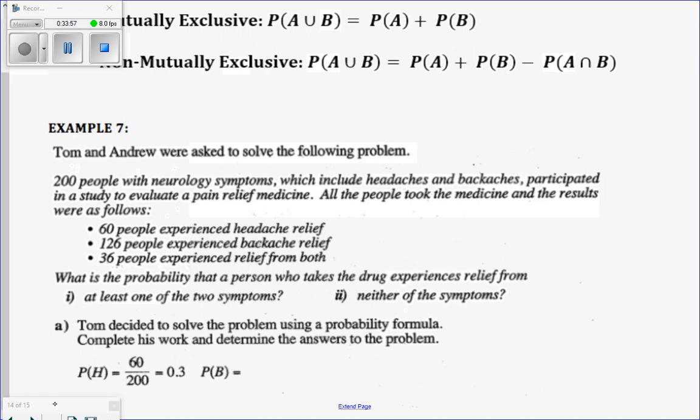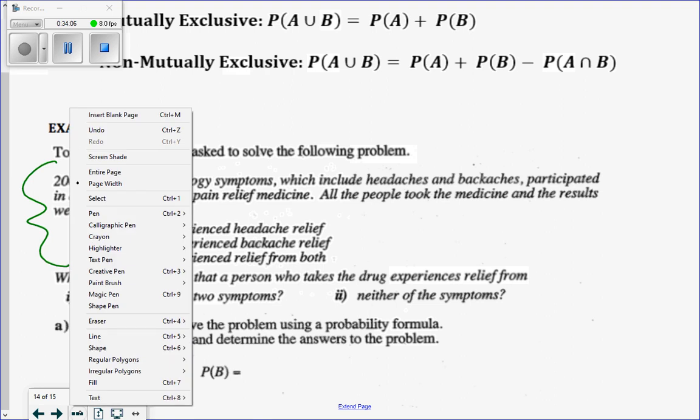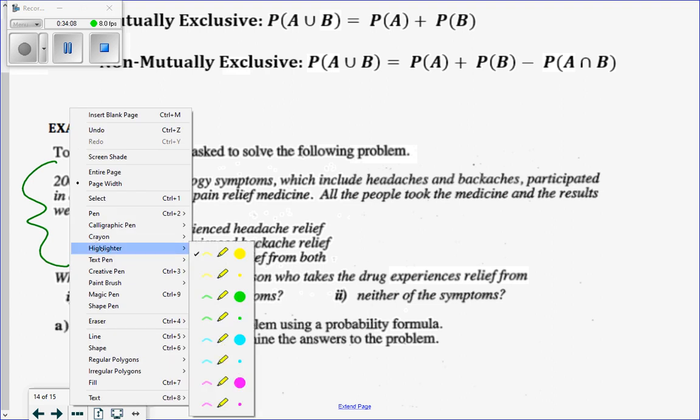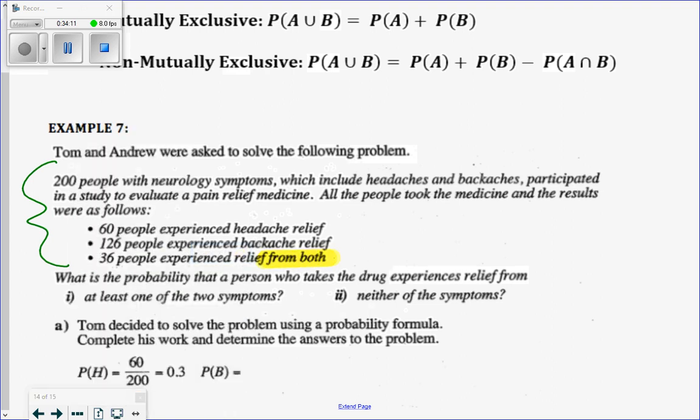When I see this, my brain immediately goes to Venn diagram, right? Like without even, what am I looking for here? This. That tells you overlap. So for me, whether or not I remembered that formula or not, I would probably jump straight to this. So we've got the headache, we've got the backache. So we've got 36 people in here that got both.